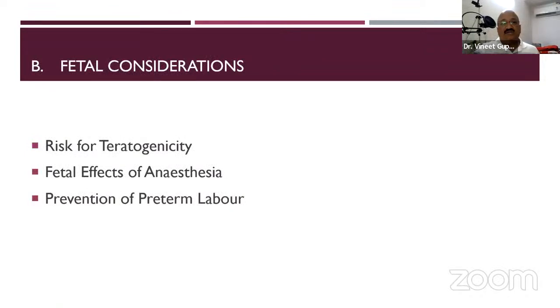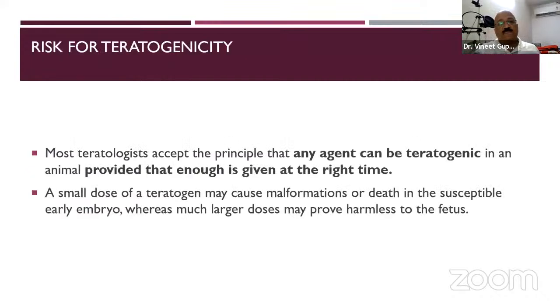The next part is the fetal consideration. So actually our today's lecture is starting from there. It is divided into three main parts: risk of teratogenicity, fetal effect of anesthesia, and prevention of preterm labor. So first we will deal with the risk of teratogenicity.